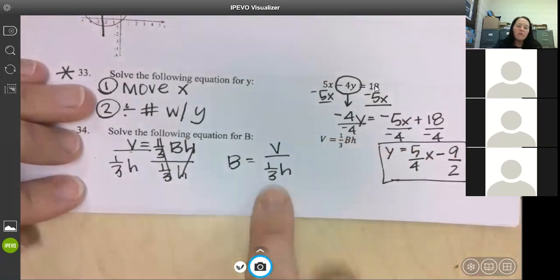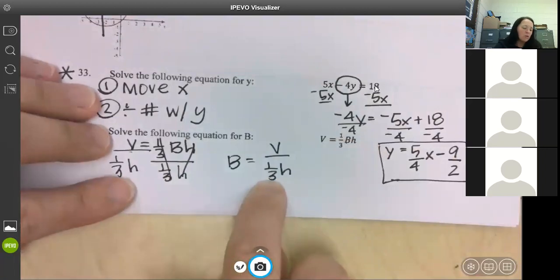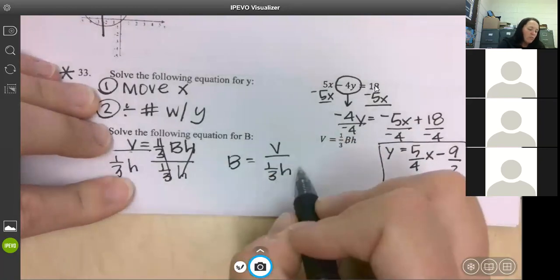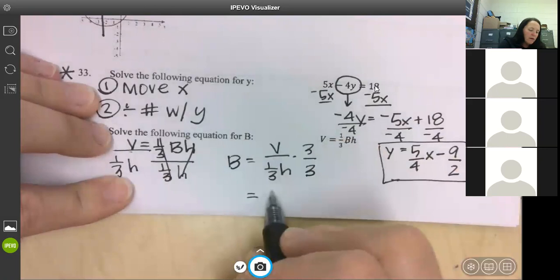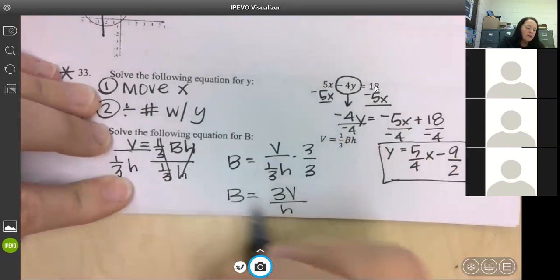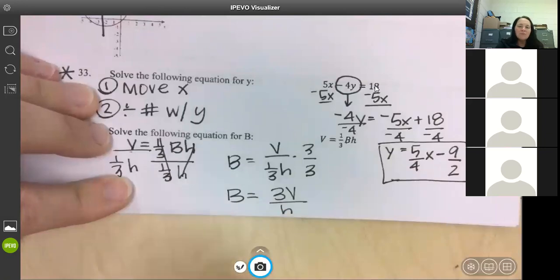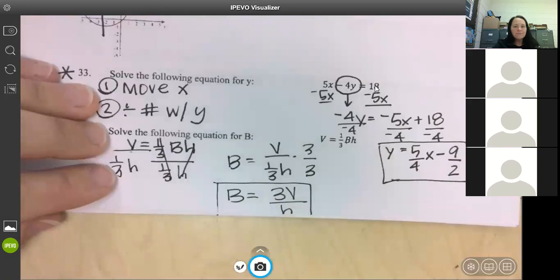And that's it. If you don't like the fraction, then the way you get that out, whatever the denominator is, you multiply by it. So multiply the top and the bottom by 3, and that will give you 3B over H. You do not have to do this step. I'm just showing you. Okay. So there's your final answer.